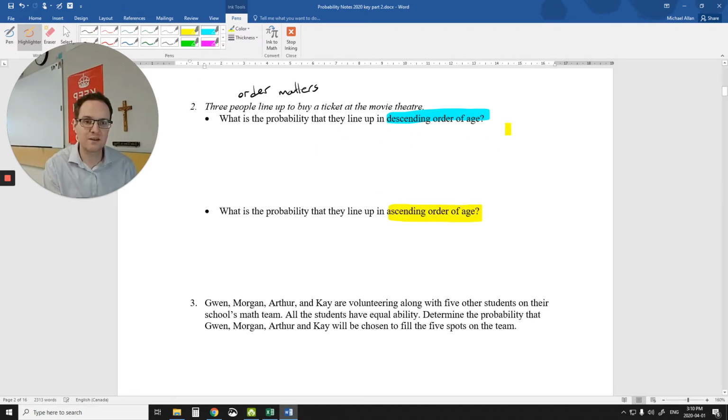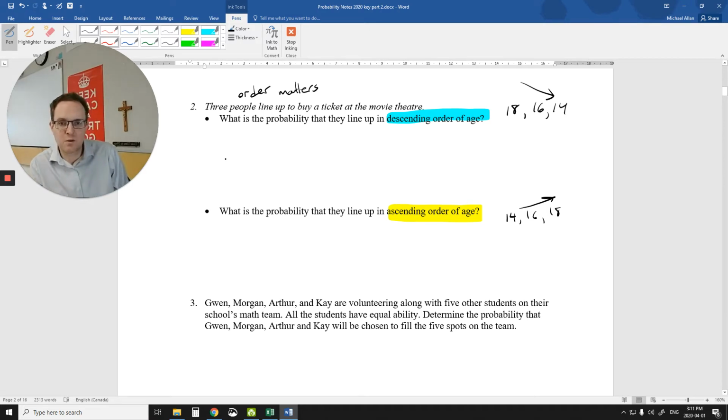Descending order, if you don't recognize that word, means if you talk about age here, like 18, 16, 14, and those are the ages of the people, that's descending. The number is going down. Ascending means they're going to go the other way: 14, 16, 18, the numbers are going up. So that's ascending order, right? So what's the probability that they line up in descending order?